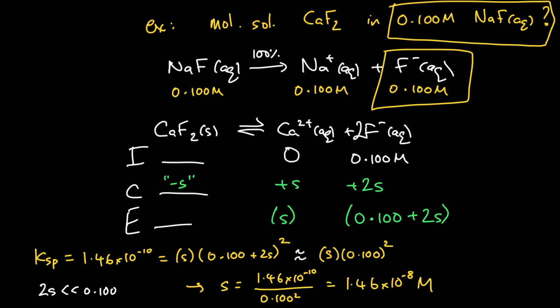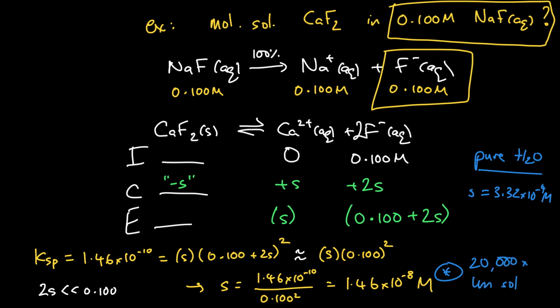Now, compare it to pure water. When we let it dissolve in pure water, we saw a molar solubility of, what was it, 3.3 times 10 to the minus 4 mole per liter. So we can see that this is somewhere on the order of 20,000 times less soluble in sodium fluoride than in pure water. And again, we can rationalize that using Le Chatelier's principle. If we increase the concentration of fluoride, if we have an ion in common, it's going to push the equilibrium back. It's going to make it less soluble. And we can see it's 20,000 times less soluble when there's already fluoride present as opposed to when we had pure water. Wasn't that neat?